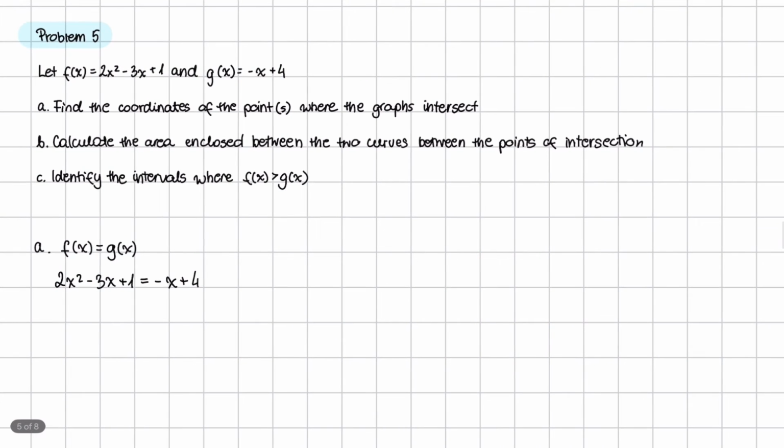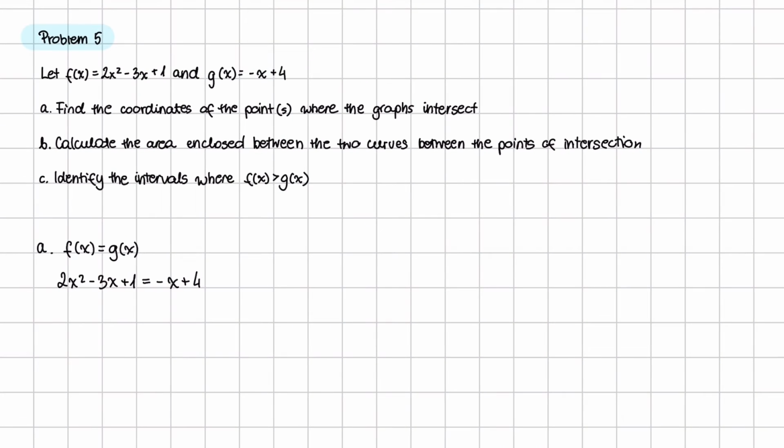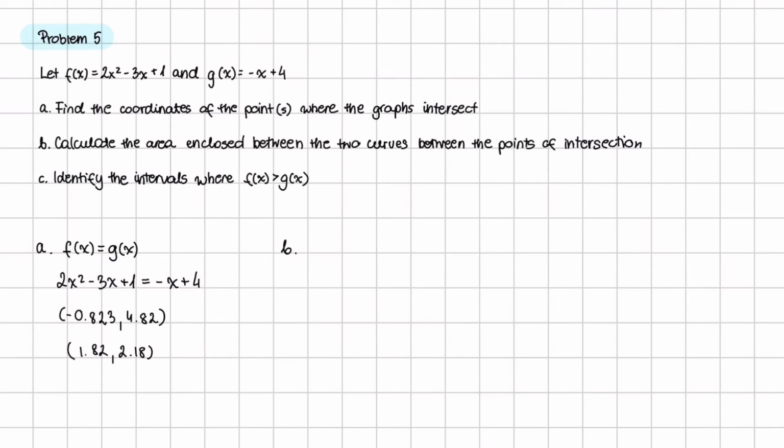And in our case, these are -0.823 and 4.82, and the second point is 1.82 and 2.18. B. Calculate the area enclosed between the two curves between the points of intersection.